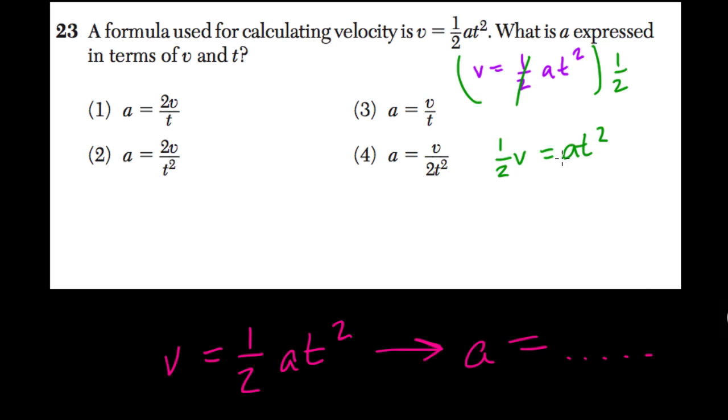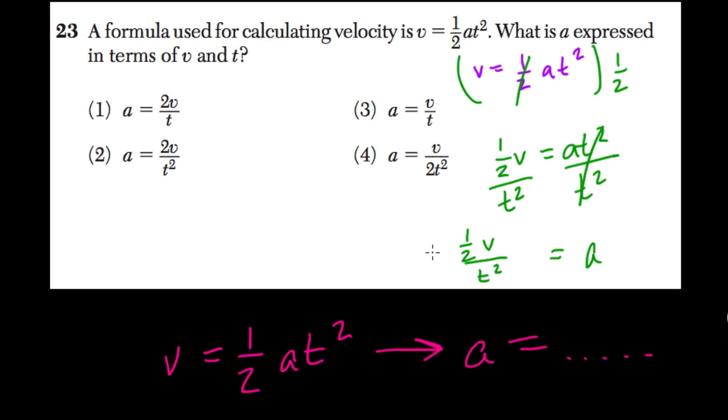So now I want to solve for a, so I divide both sides by t squared. So divide this side by t squared, right? And I divide this side by t squared. T squared divided by itself cancels out. And a now equals 2v over t squared. So how do we deal with this? Because we don't really have that over here.